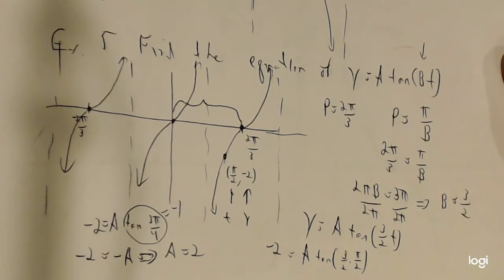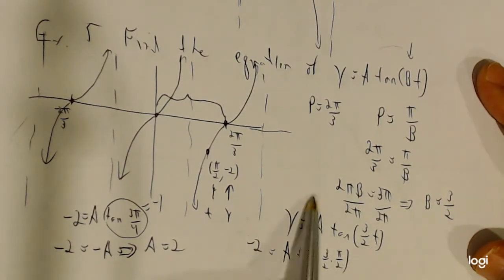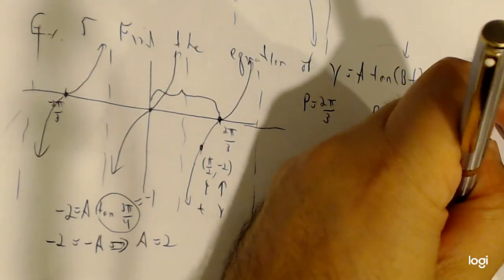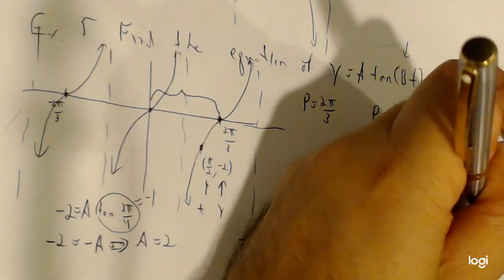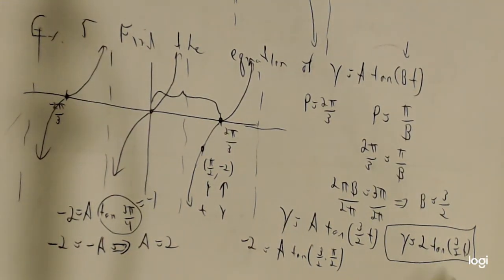And if a is 2, then I can go ahead and update this equation, and then we're done. So y equals 2 tangent of 3 over 2 t. So for this one, we were given the graph and we're asked to work backwards, and we found the a and the b to finalize this. Okay, so this takes care of the graphs of secant, cosecant, tangent, and cotangent.